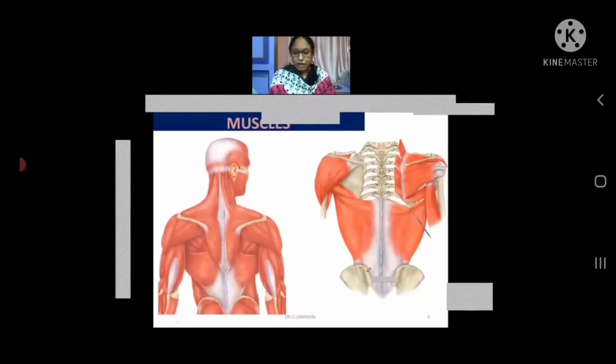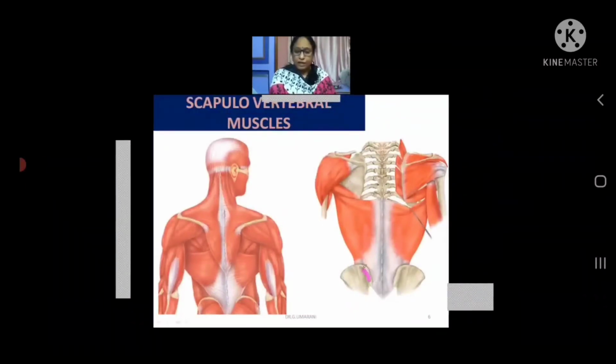This is the iliac crest. From the iliac crest this muscle is arising, and it is extending upwards, and you can even see it touching the inferior angle of the scapula. And this latissimus dorsi is attached to the humerus.